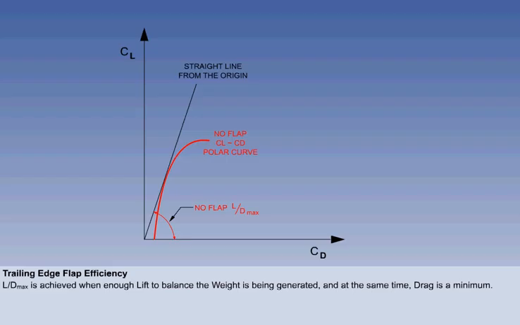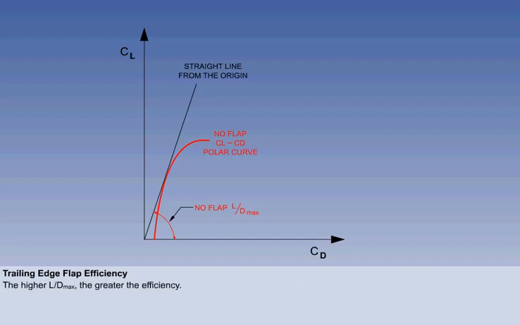We have already seen that CLmax increases as the flaps are lowered, but unfortunately drag will also increase, so we need to consider LDmax. We must generate enough lift to balance the weight, but at the same time, drag must be a minimum. Therefore, drag will divide into lift the maximum number of times. We call that LDmax. The following illustrations will show the efficiency of flaps. The greater the LDmax, the greater the aerodynamic efficiency.